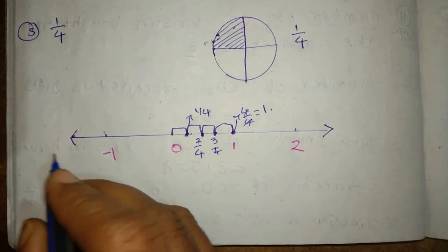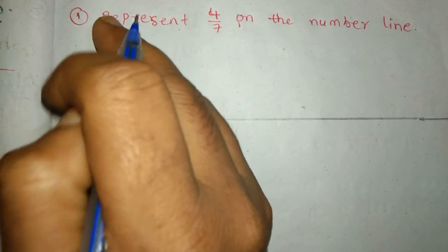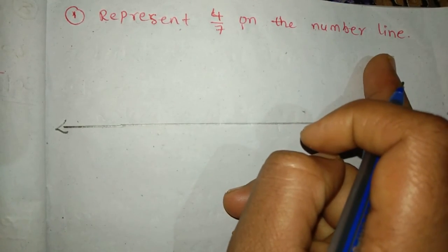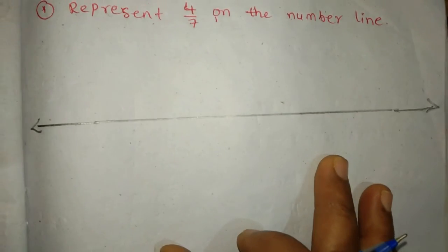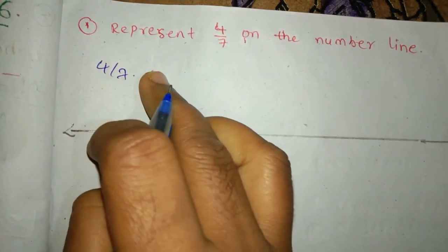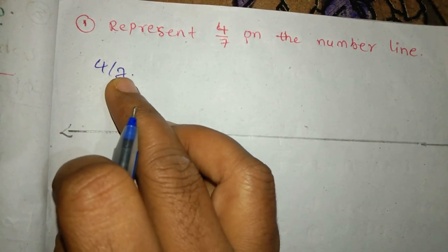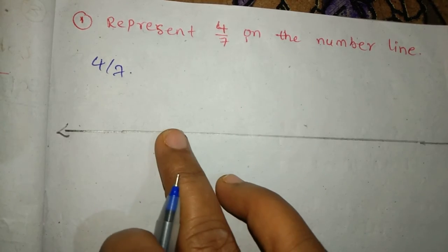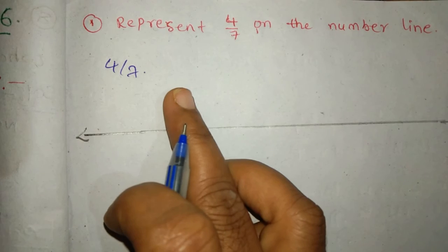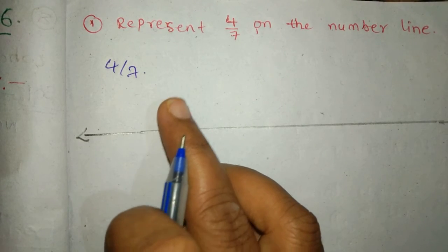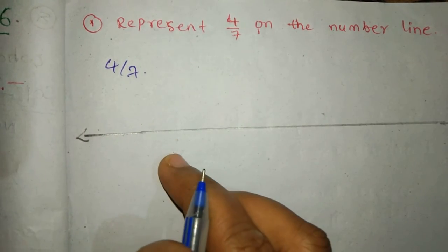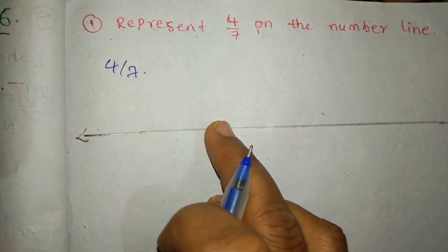Now, for example, one problem. First, represent 4/7 on the number line. Now, let us draw a number line. 4/7 is more than 0 and less than 1. So as the denominator is 7, we divide 0 to 1 into 7 equal parts.